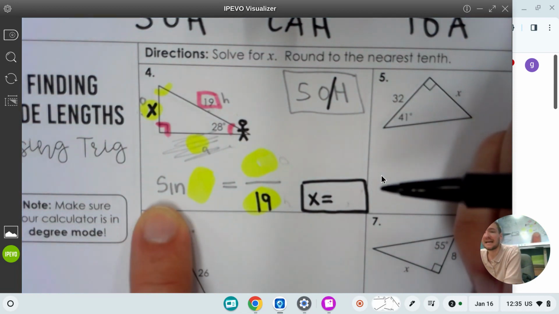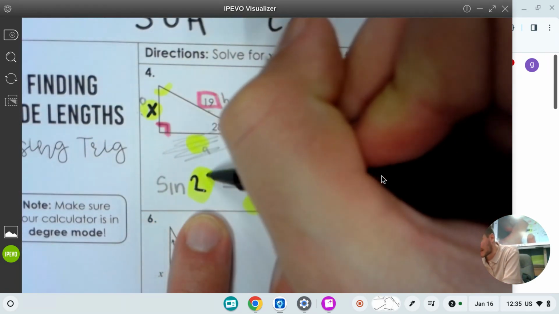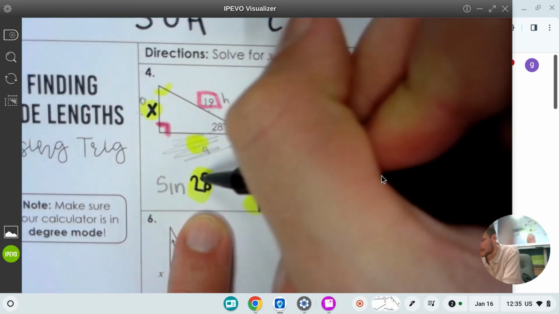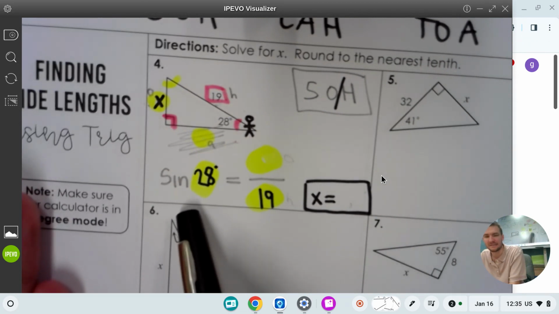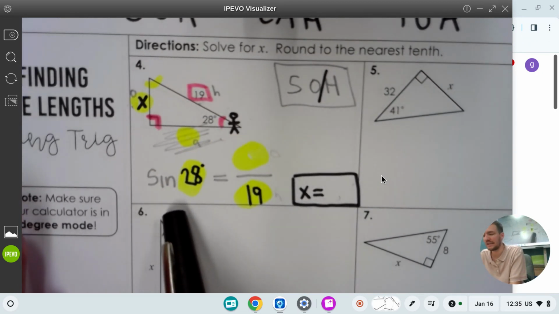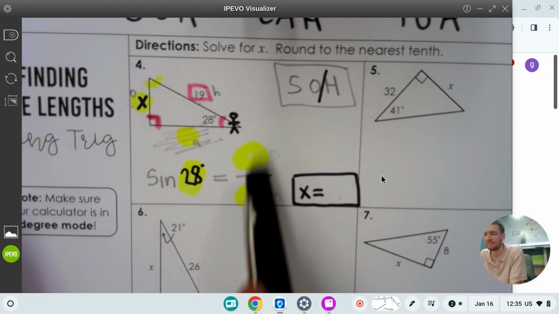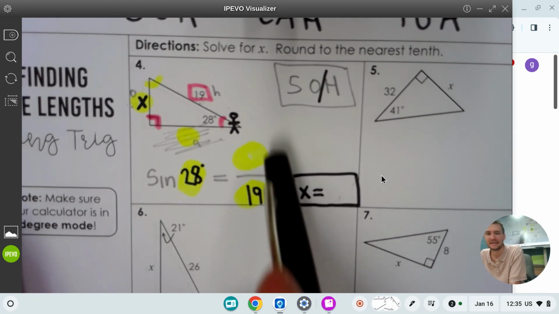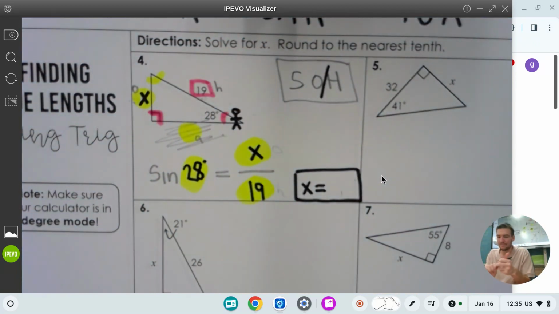It just says SIN, which is the abbreviation for sine. The 28 is going to go right here, 28 degrees. Your angle is always the one that comes right after the trig. It goes trig, angle, number, number, or side, side, the lengths of the sides. And so this X here is the top, because we don't know what number should be on top there.